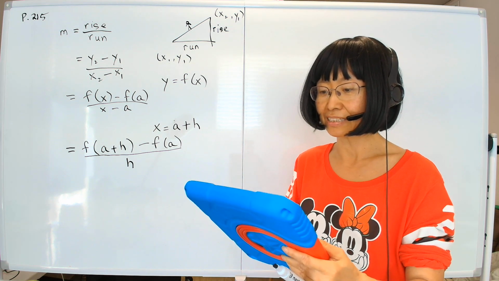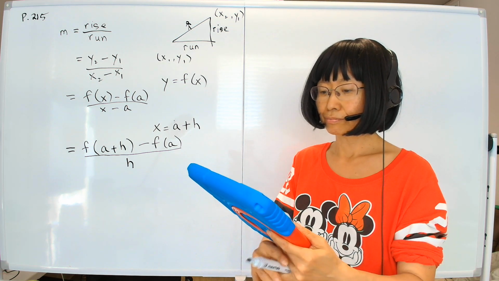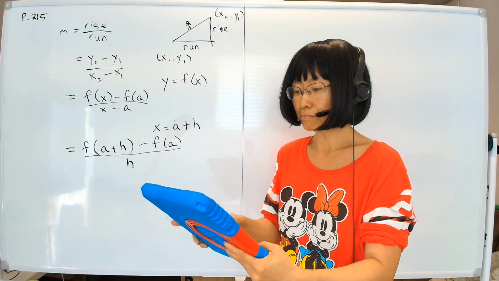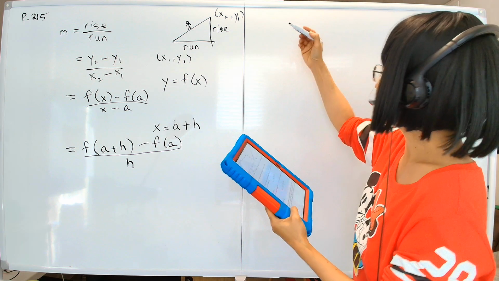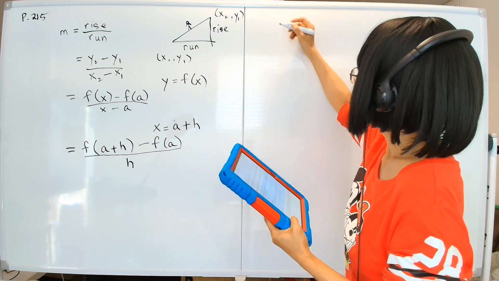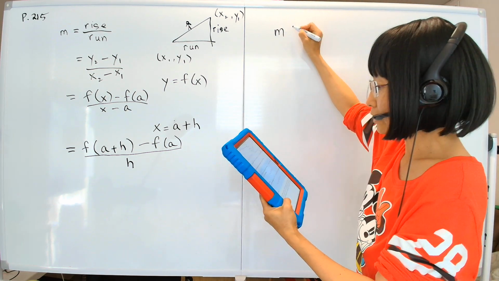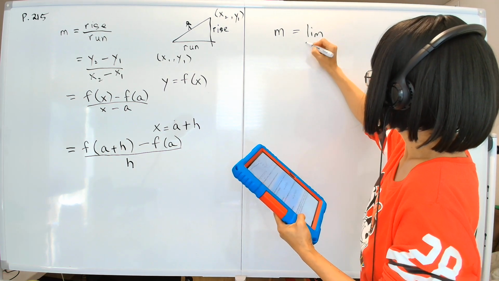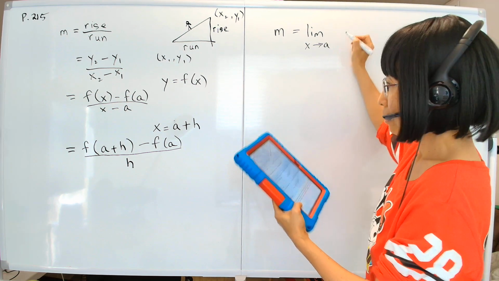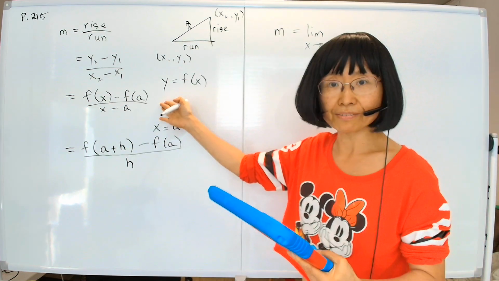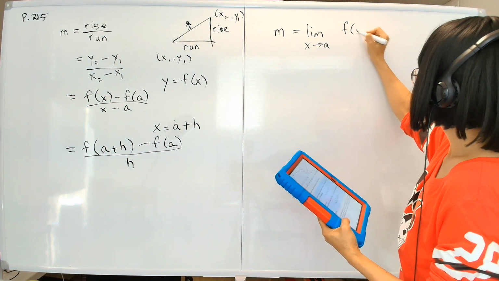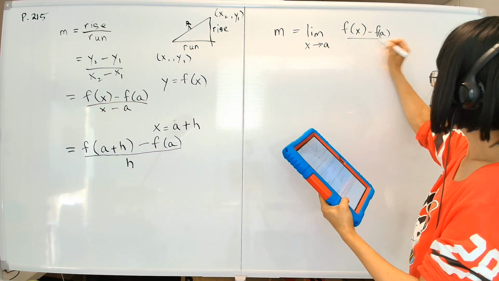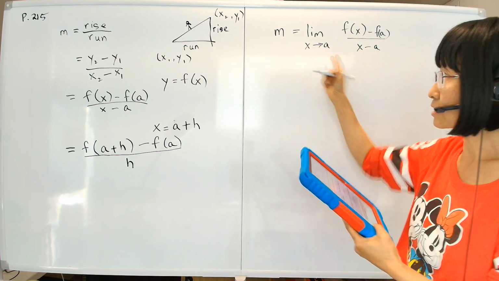The first definition is the tangent line. The slope of a tangent line at a certain point is defined as the limit as x approaches a of this definition: f of x minus f of a divided by x minus a.